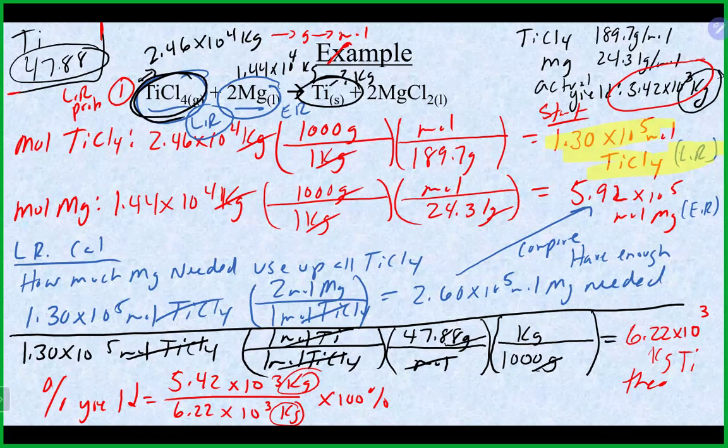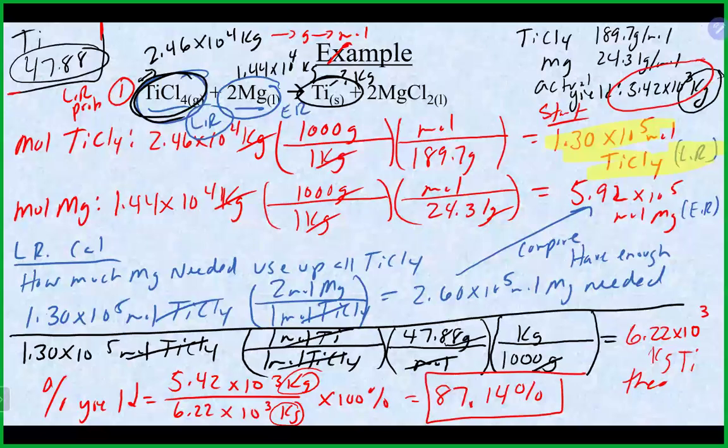So we'll go 5.42 to the third divided by 6.22 to the third times it by 100. That's going to get us about 87.14% yield. Not too bad, not too shabby.